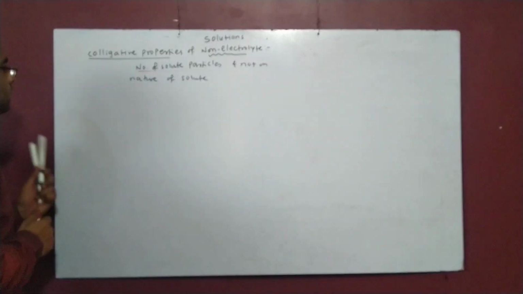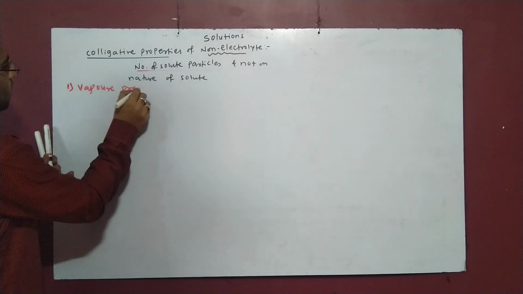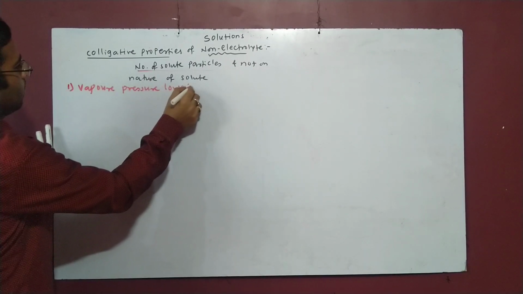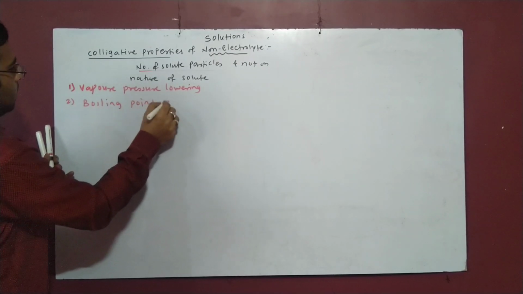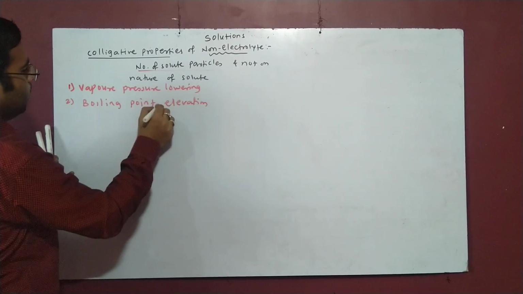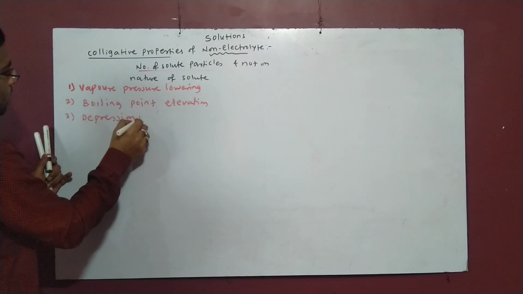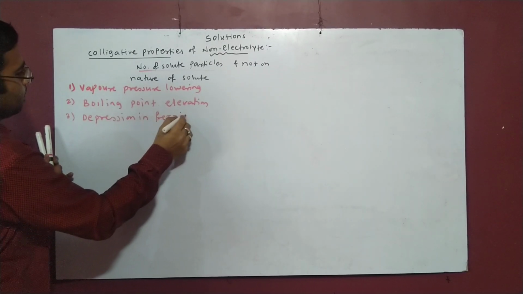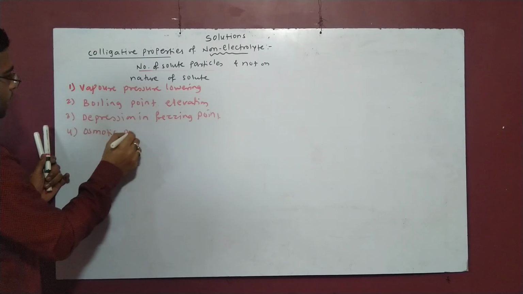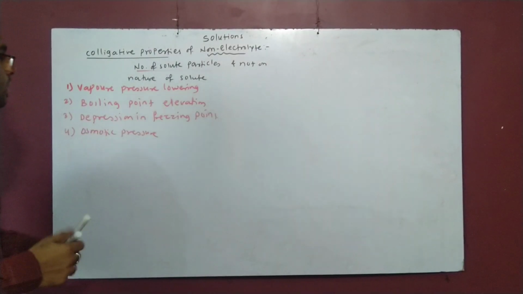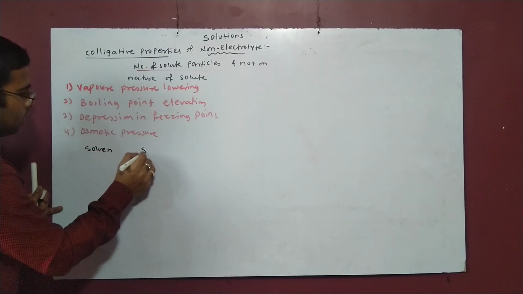So which are the colligative properties? First is vapor pressure lowering, then boiling point elevation, then depression in freezing point, then fourth is osmotic pressure. One thing you just remember: all these colligative properties are nothing but a comparison between solvent and solution.